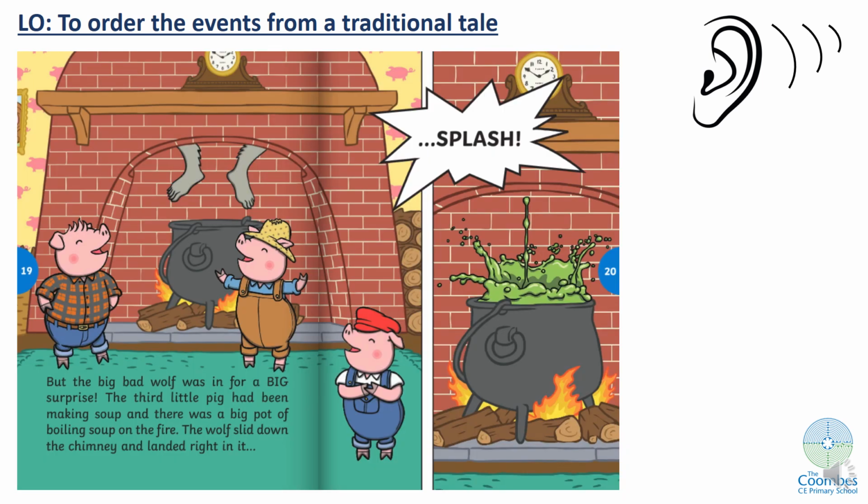But the big bad wolf was in for a big surprise. The third little pig had been making soup, and there was a big pot of boiling soup on the fire. The wolf slid down the chimney and landed right in it. Splash!